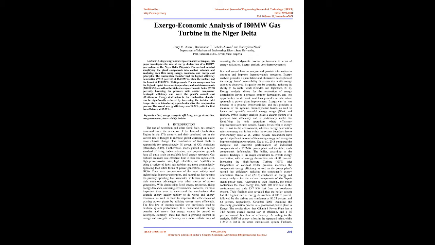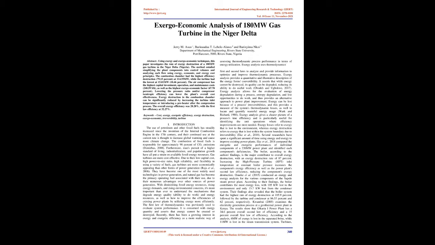The combustion chamber had the highest exergy destruction, 79.15%, at 114.55 MW, while the turbine had the lowest at 15.01 MW, 10.46%. The air compressor has the highest capital investment, operation, and maintenance costs, $240.59/h, as well as the highest Exergo-Economic factor, 67.78%. Lowering the pressure ratio and/or compressor isentropic efficiency can lower the plant's overall cost effectiveness.